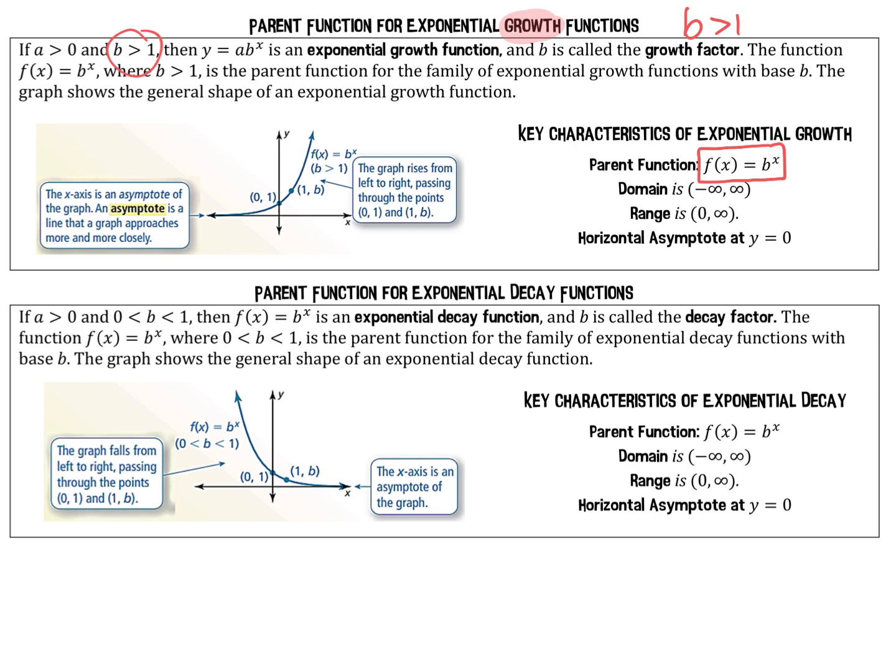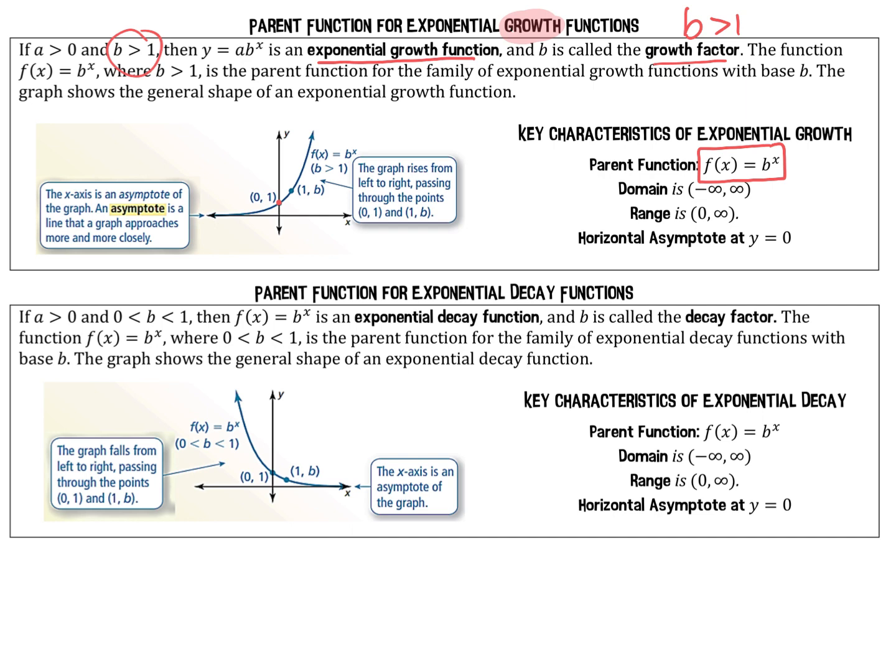So we're going to think about the parent function. If b is greater than 1, then we have an exponential growth function. B is called the growth factor. That's going to relate to the rate at which something is growing. B is going to be greater than 1 because, again, we're talking about growth here. Things to notice about the graph. Now, if we plug in 0, we're going to get 1. We already said that a is 1 in this case.